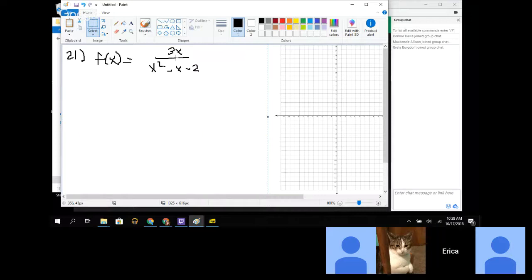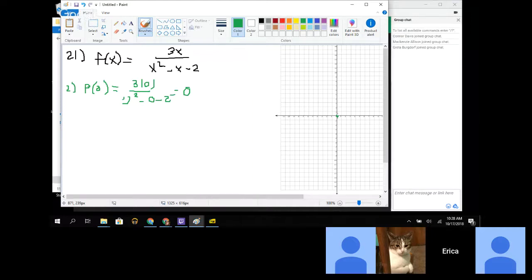Okay, so let's figure out what the y-intercept is. f of 0 equals 3 times 0 over 0 squared minus 0 minus 2. So basically you end up with 0 divided by negative 2, which is just 0. So when x equals 0, y equals 0. There's a point right there, right in the middle at the origin. So our y-intercept is 0.